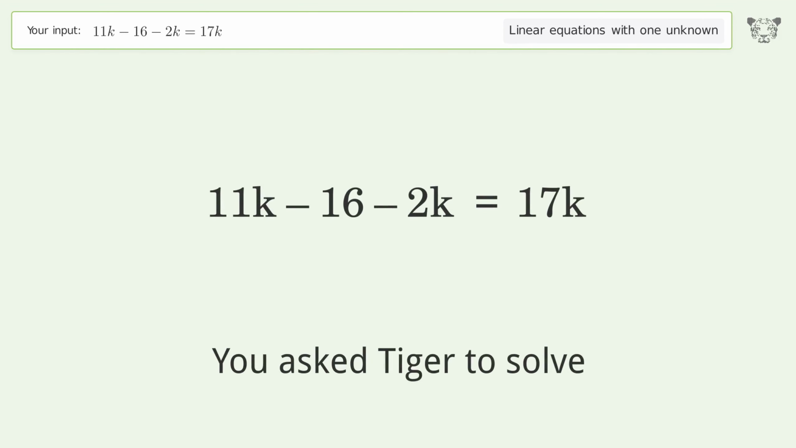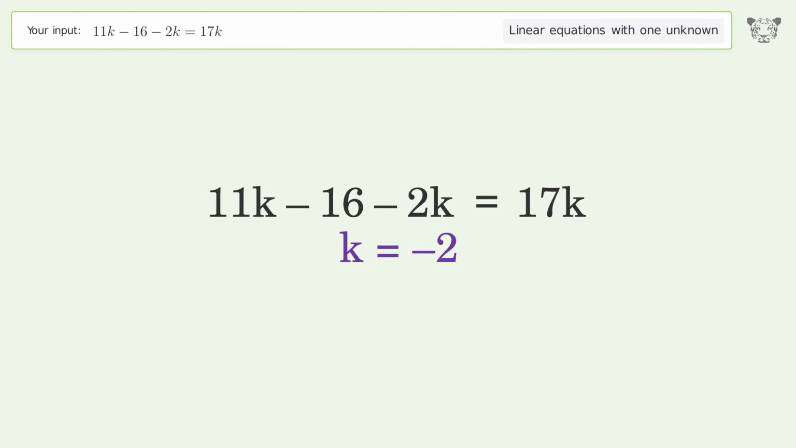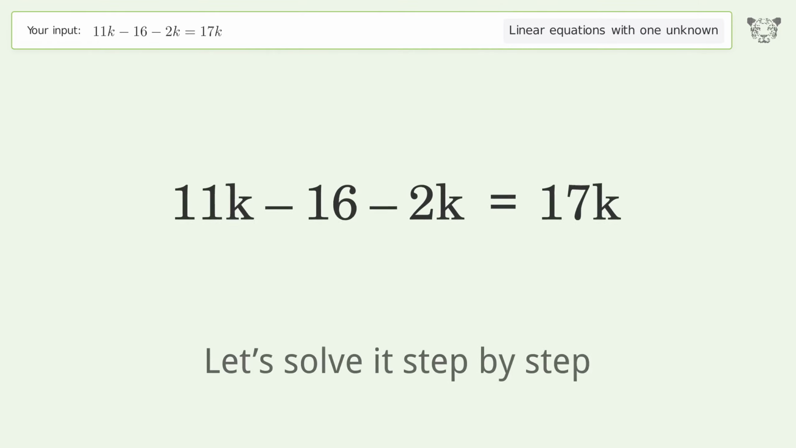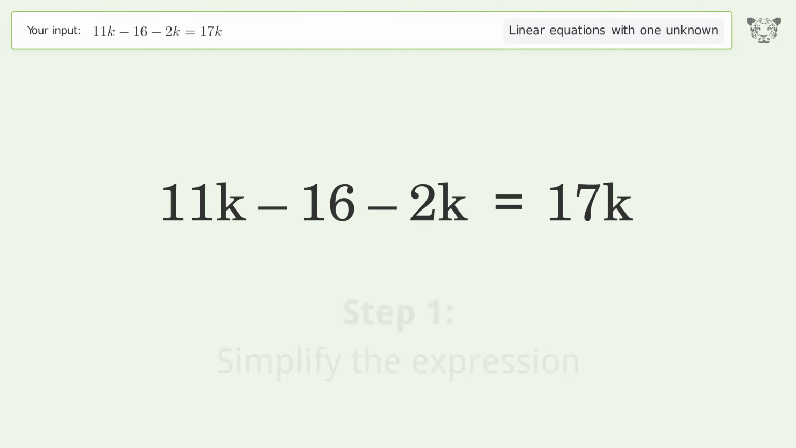You ask Tiger to solve. This deals with linear equations with one unknown. The final result is k equals -2. Let's solve it step by step. Simplify the expression. Group like terms.